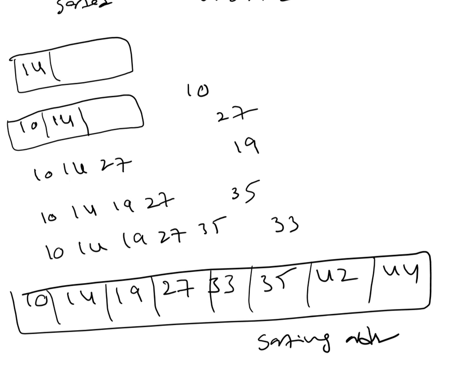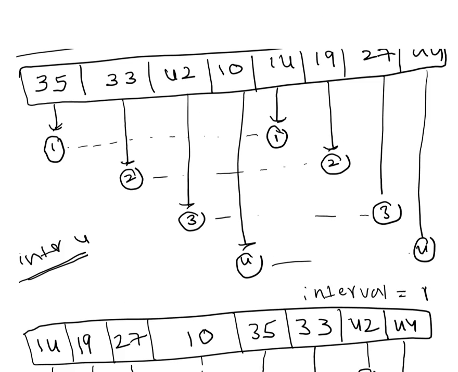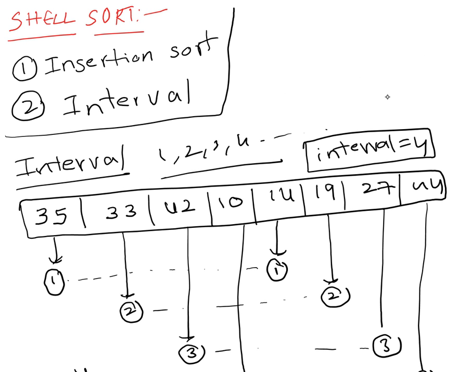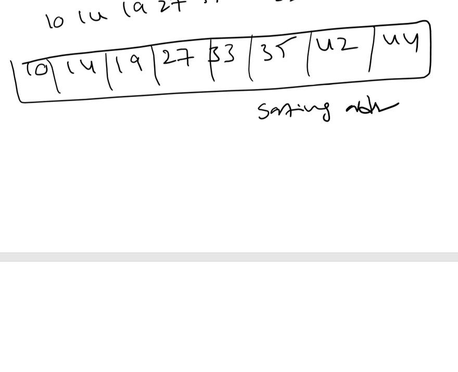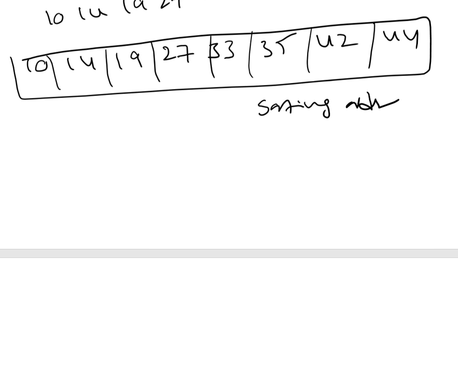This is how we will perform the shell sort. Shell sort means we have two things. One is the interval, another one is the insertion sort. First we will go for the intervals and then we will do the insertion sort. Okay. Now why do we need to go for this technique?